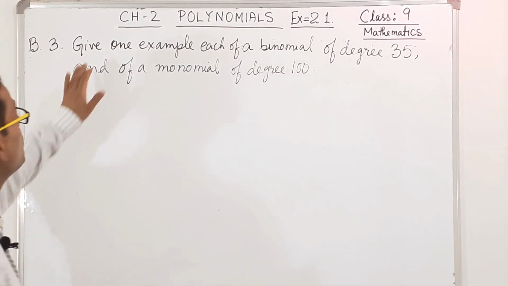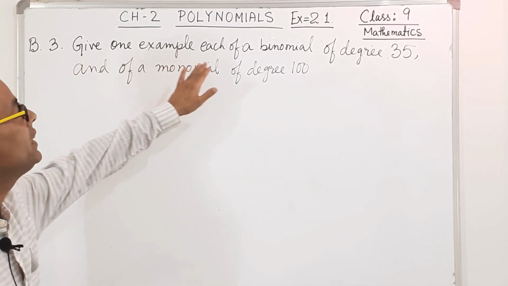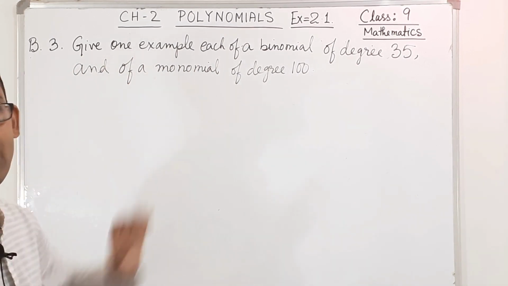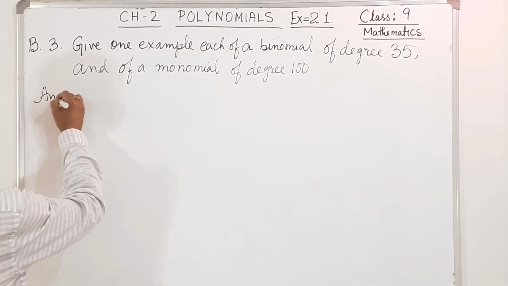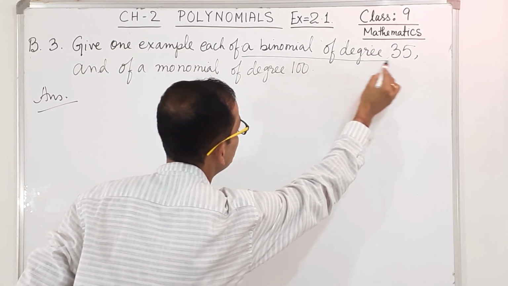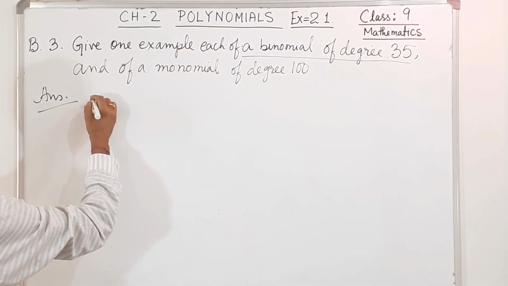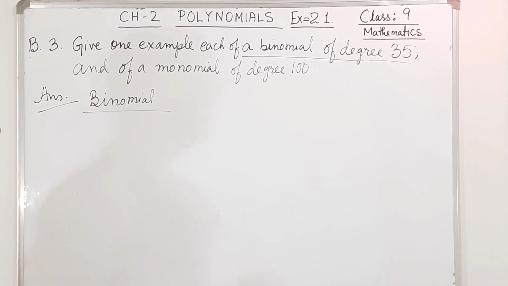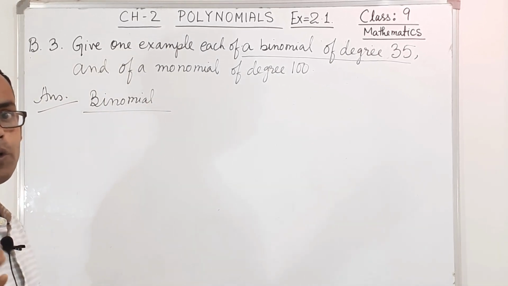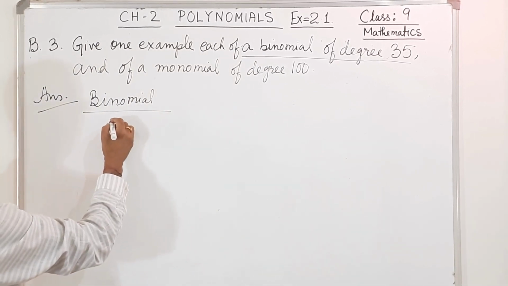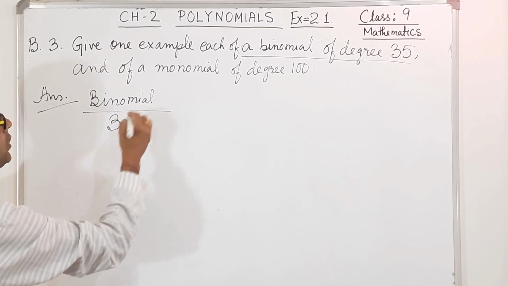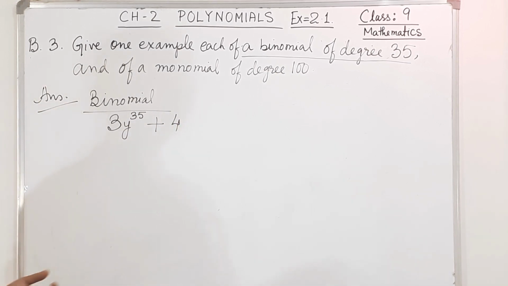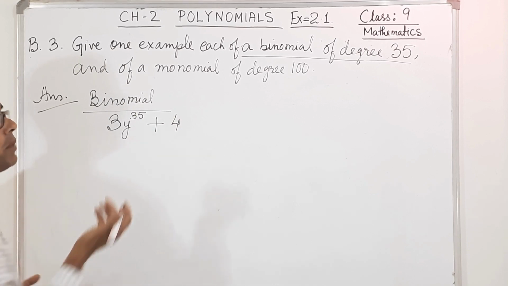Question number 3, let us see what they are asking. Give one example each of a binomial of degree 35 and of a monomial of degree 100. So, two questions they are asking here. First, a binomial of degree 35. For this one example you have to write. Binomial means what? Already I have taught you, it has two terms. So you can make it, suppose, 3y to the power 35 plus 4. See, two terms, one term, second term. Two terms means only binomial.